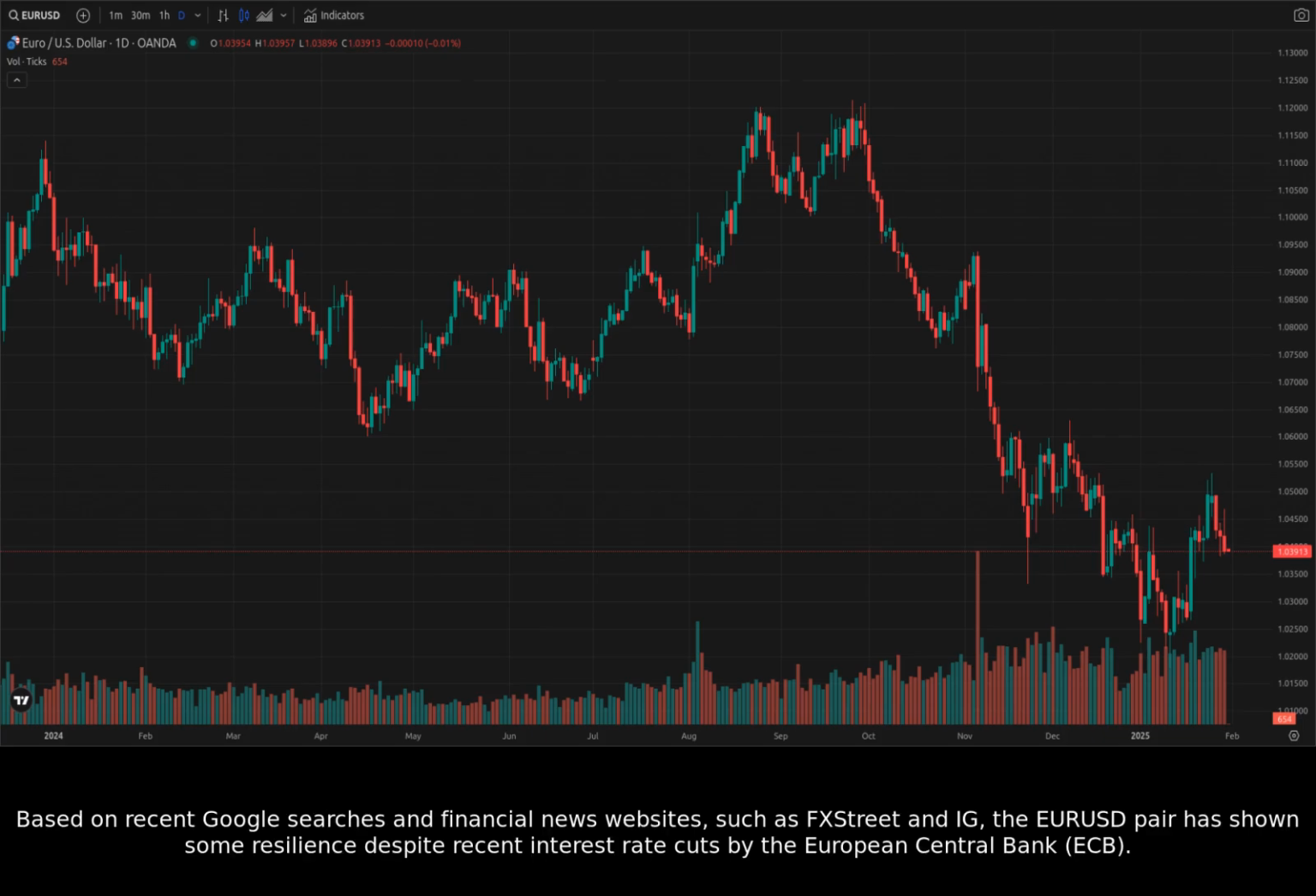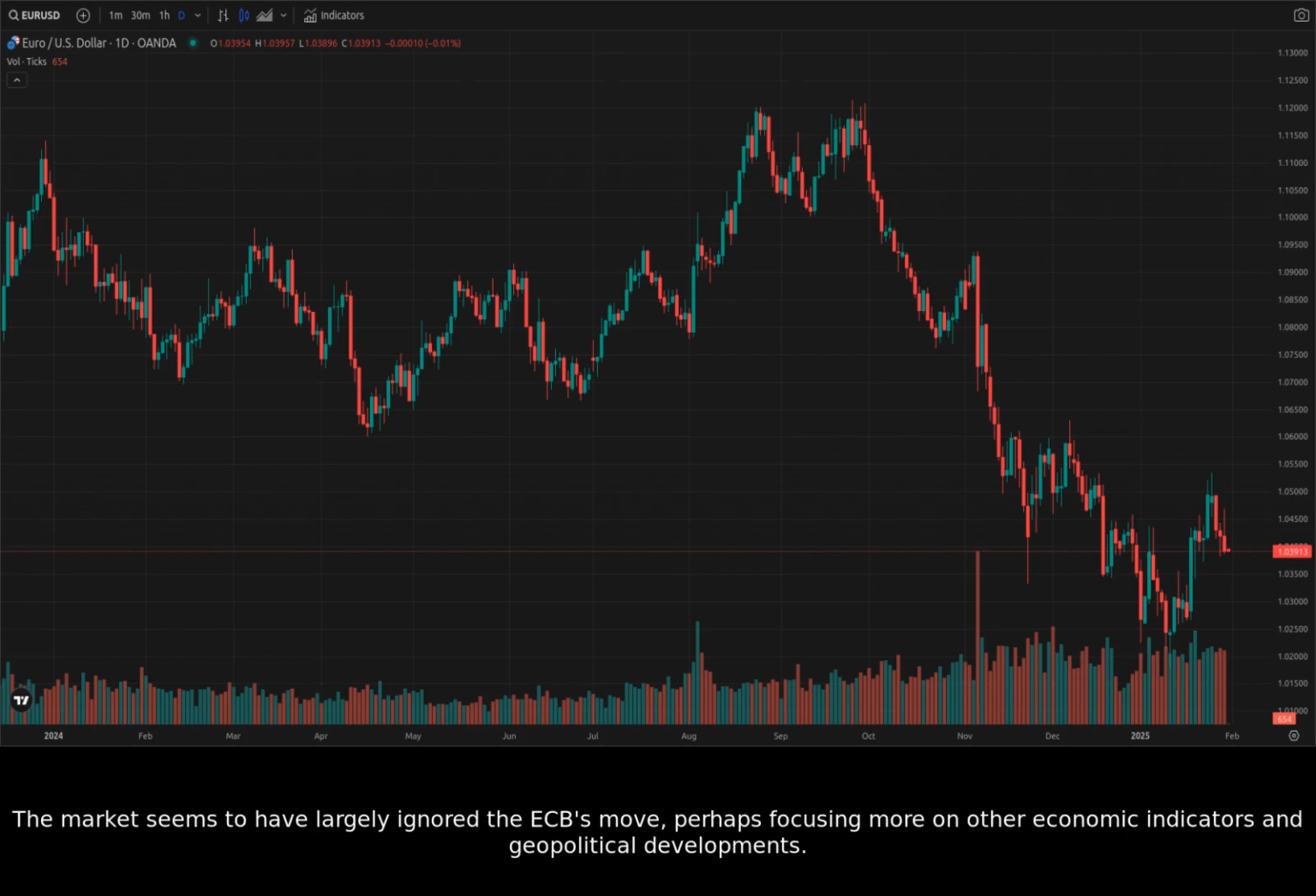Based on recent Google searches and financial news websites, such as FX Street and IG, the EURUSD pair has shown some resilience despite recent interest rate cuts by the European Central Bank, ECB. The market seems to have largely ignored the ECB's move, perhaps focusing more on other economic indicators and geopolitical developments.